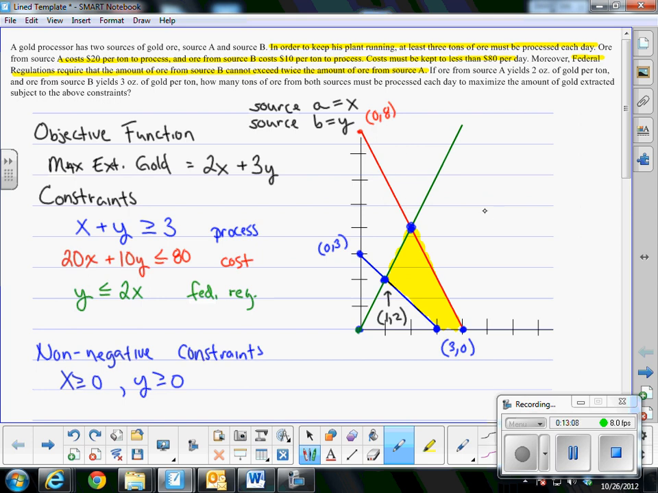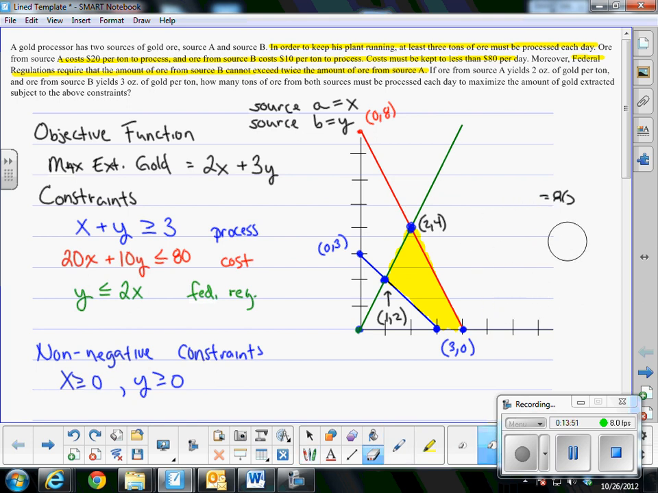Now I'll do the same thing for the red line and the green line. The red line was 20x plus 10y equals 80, and the green line is y equals 2x. Again, I'll use direct substitution, changing that y to 2x. So I get 20x plus 20x is equal to 80. So 40x is equal to 80, and x is equal to 2. I plug that in, and y is going to be 4. So that point right there is (2, 4).